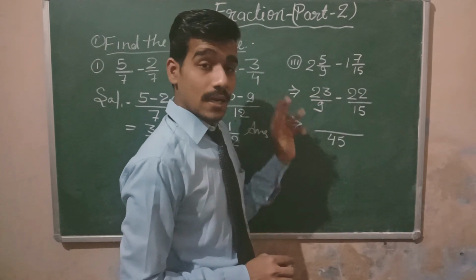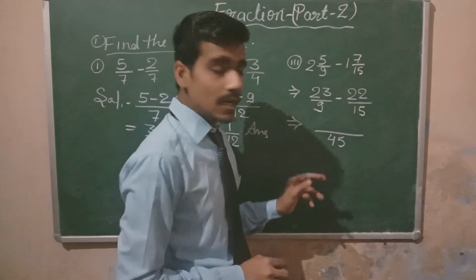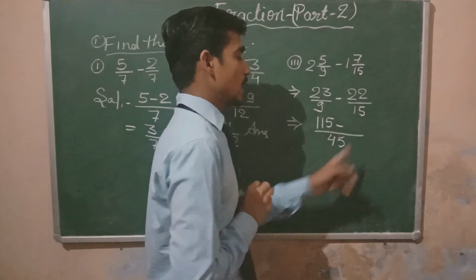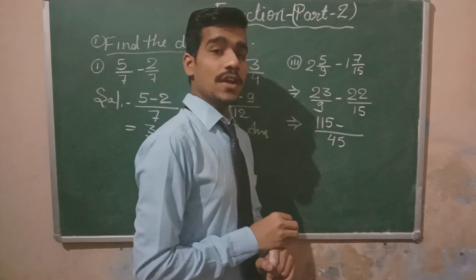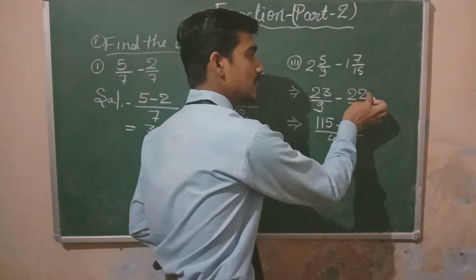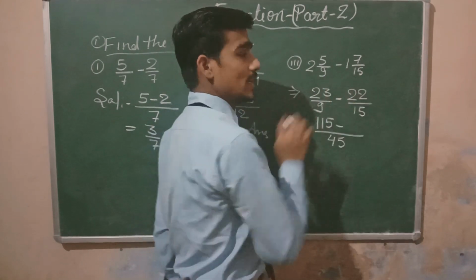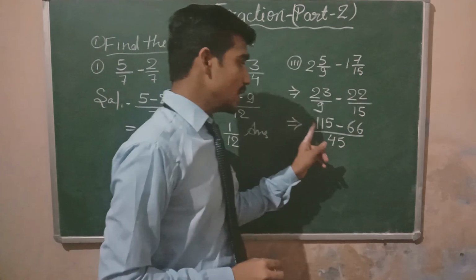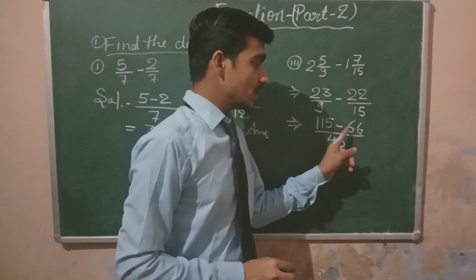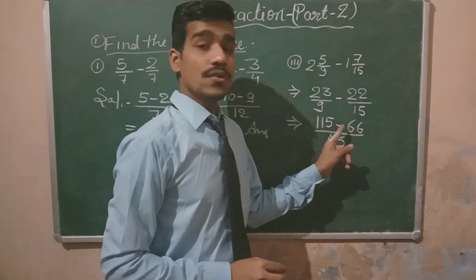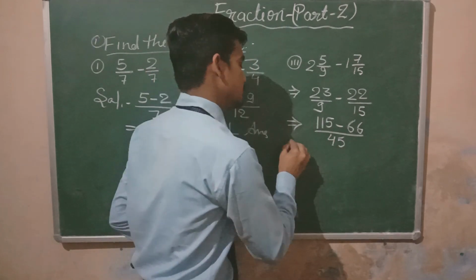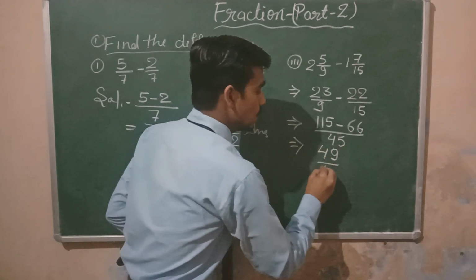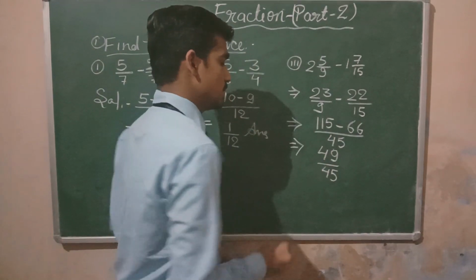23 multiplied by 5 we get 115. And 45 divided by 15 we get 3, and 3 multiplied by 22, that means 66. Clear? And 115 subtracted by 66 we get 49. 49 upon 45. Convert to a mixed fraction.